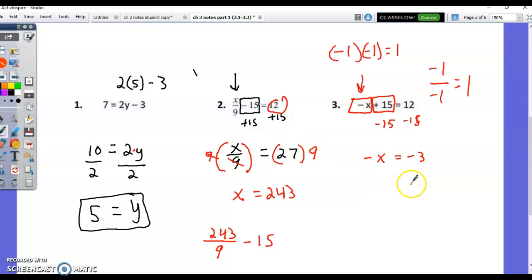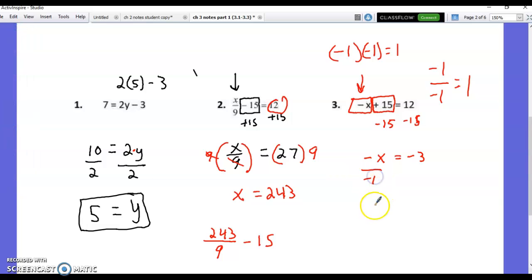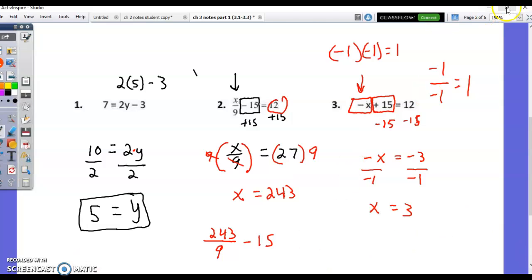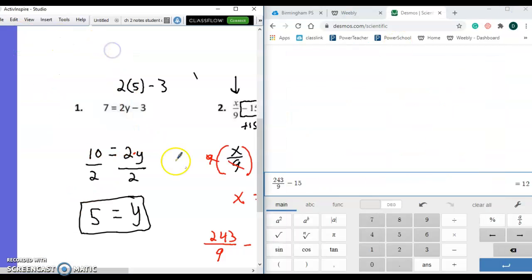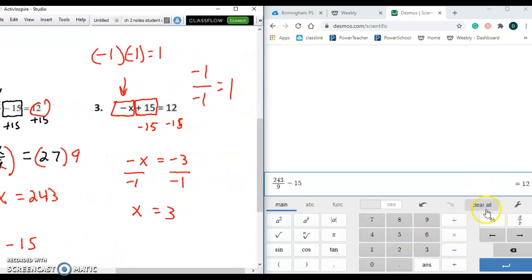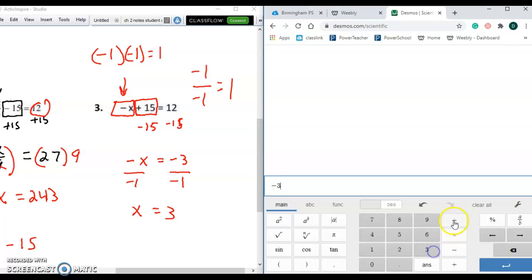So if I go back to this, divided by negative 1, that's going to give me a positive x. So then I have to divide this by negative 1. And that will give me a positive 3. And of course, if you are not sure about that, continue to trust your calculator. So if we did negative 3 divided by negative 1, that gives us a positive 3 over here.